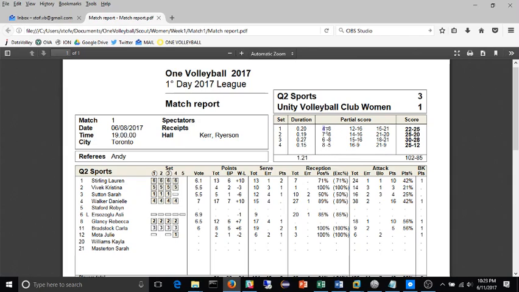So for instance here, Unity was ahead by 4 points, they still maintain the 4 points, and then suddenly they pull out by 6, but at the end they win by only 3. So for somebody who wants to analyze what is happening between 21 and 25, you can review the video and understand what's going on. So that's one part that we can analyze.